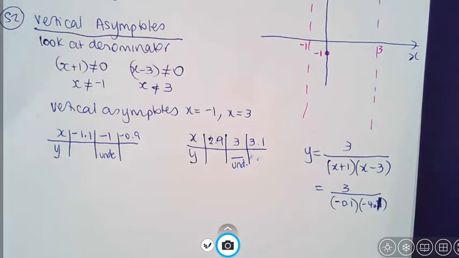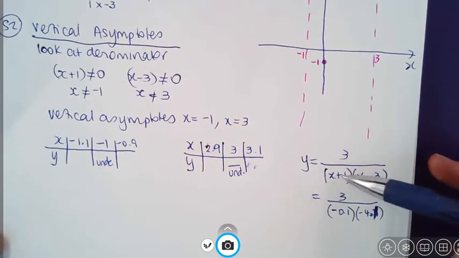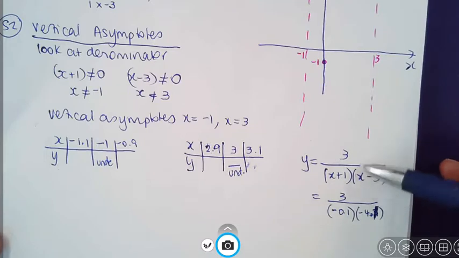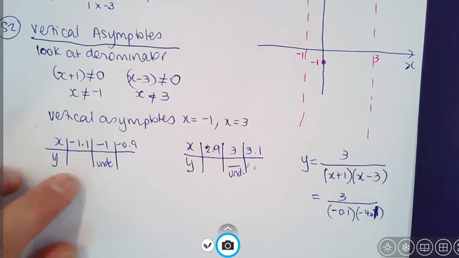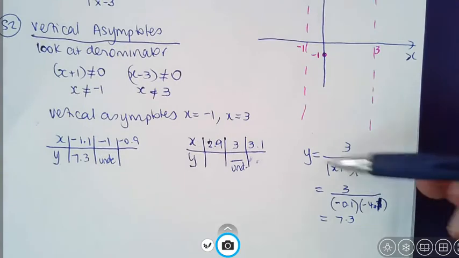Actually, do the substituting however you want. I don't care if you go 3 divided by bracket, negative 1.1 plus 1, close bracket, bracket, negative 1.1 minus 3, close bracket. But someone give me an answer. What do you get? And then work out the next one, and the next one, and the next one. Right, so I got 7.3.